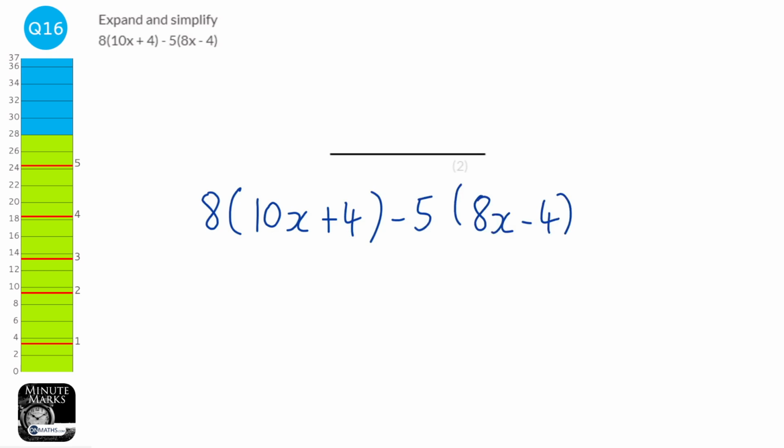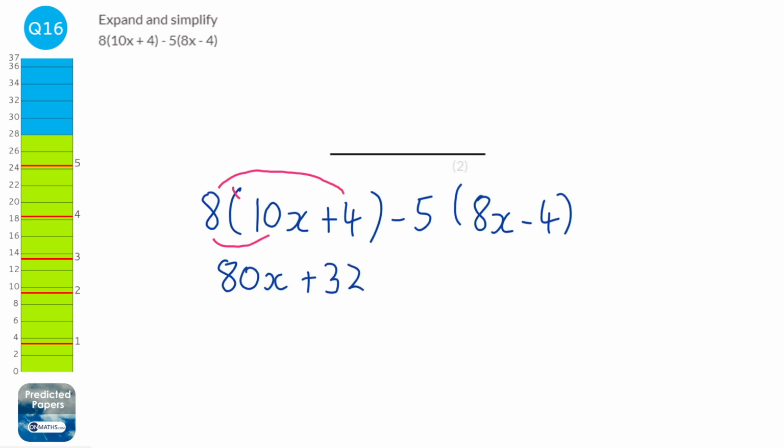I'm going to use smiles and rainbows. So we multiply the 8 by the 10x, which will make 80x, and multiply the 8 by the 4, which will make 32. Now here we've got a minus 5 on the outside, so we do minus 5 times 8x, which is minus 40x, and minus 5 times minus 4, which is actually plus 20.